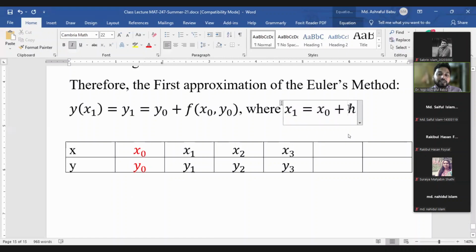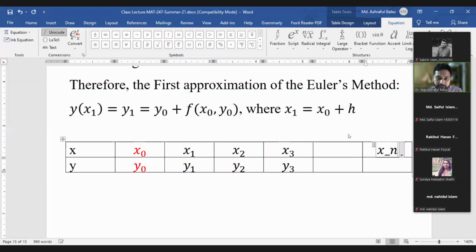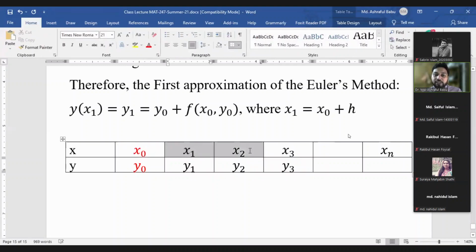Now the question is, what is the value of h? The value of h is a very small part. We have to split our whole range of domain, x naught to xn, into many pieces, and each sub-interval, from x naught to x1, x1 to x2, and x2 to x3, will be equal and very small. The difference between consecutive domain values is called h.